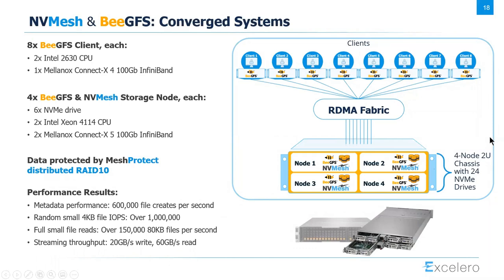And the performance results, as shown at the bottom, are really, really good for just 4 servers inside a 2U enclosure. 600,000 metadata ops, over 1 million random 4K IOPS. That is really, really high for just an all-in-one box. And so that's where you can really see how well NVMesh and BeeGFS interoperate and work together. You get a complete solution with very, very high performance, both in metadata and in data.